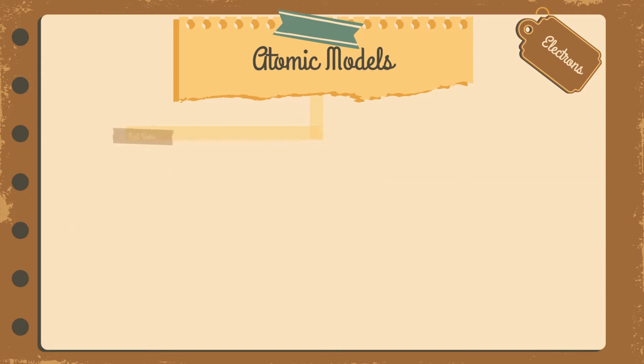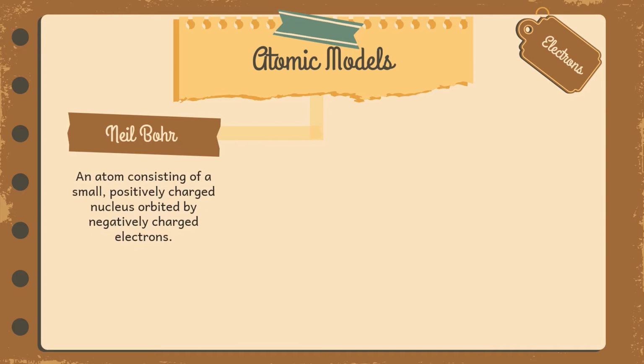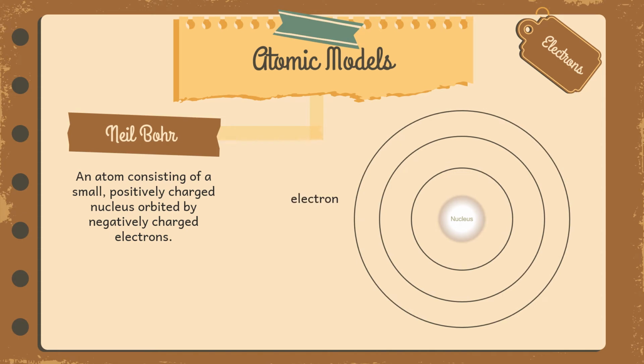The next atomic model was proposed by Niels Bohr. He described an atom consisting of a small, positively charged nucleus orbited by negatively charged electrons. Each orbit or shell of the atom is called the principal energy level, which consists of different levels of energy, and it is represented by the letter n.